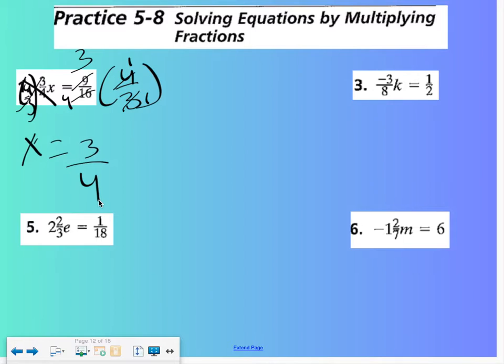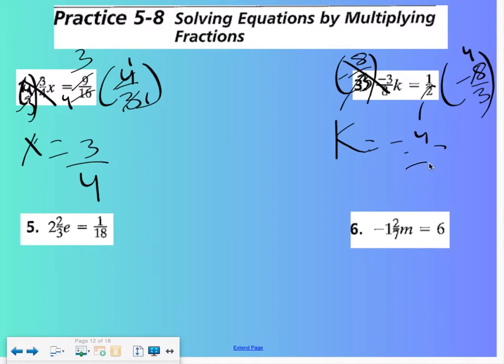All right, number 3. I want to multiply both sides by the reciprocal, which is 8/3, and you cannot forget the negative, so it's negative 8/3. Doing that gives k equals, well, 2's coming here 1 time, 4 times up here, negative 4 over 3.